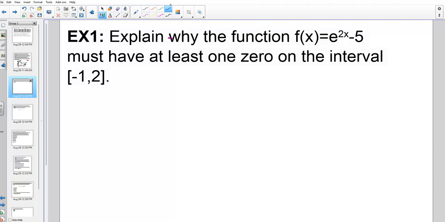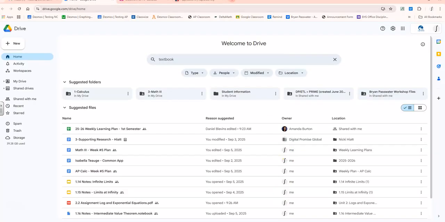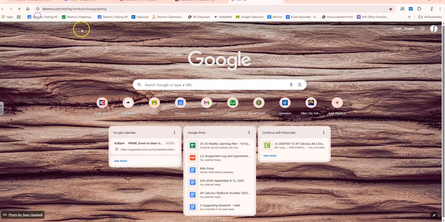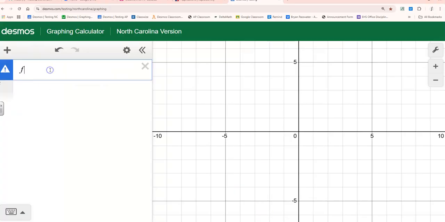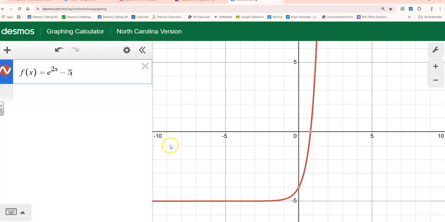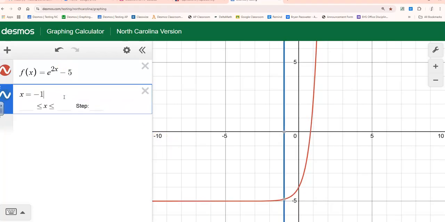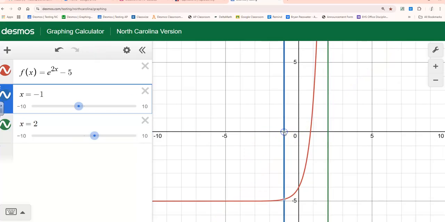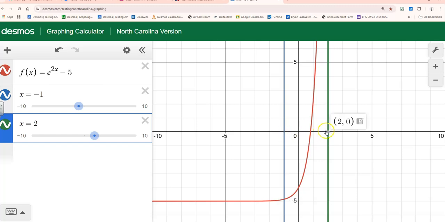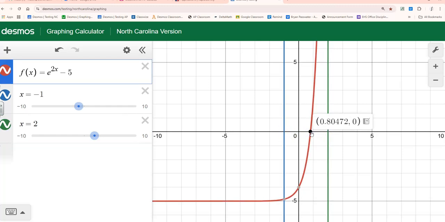Okay, let's look at it on Desmos. This would be a calculator inactive problem, but especially when we're just starting to learn this, I think it is helpful to look at it to picture what's going on here. So what we got, e to the 2x minus 5. And I am looking from x equals -1 to x equals 2. I'm looking from here to here on my x-axis. I can see right here, yes, I definitely crossed the x-axis, right? So I should get a yes for this.